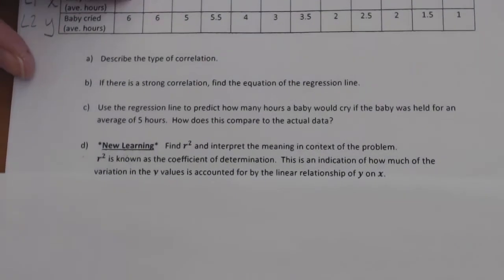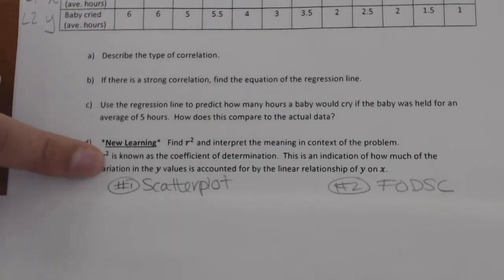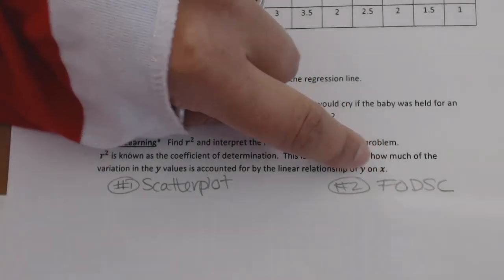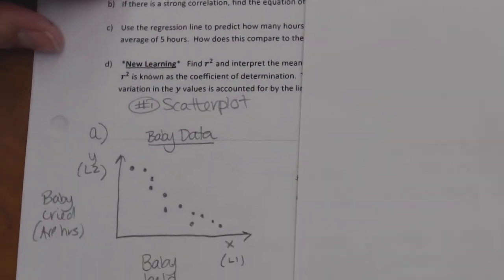So doing that, we're going to come down here, and the first thing that we're going to do is a scatter plot. Then we're going to write our FOXY. Now, when we do a scatter plot, what I've done is I have just done a sketch.